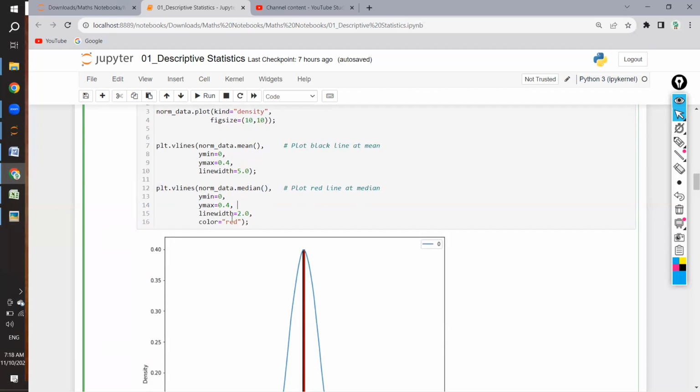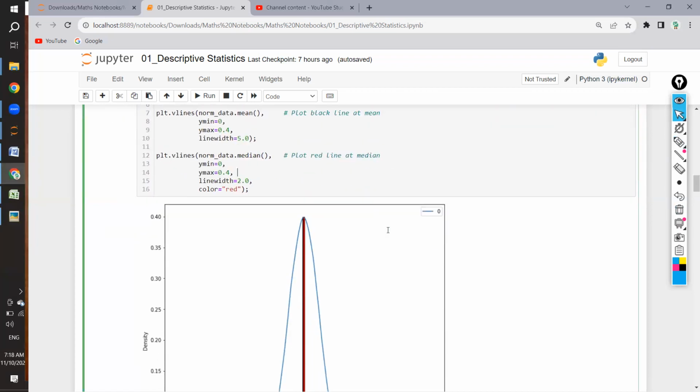By default the color will be black, guys. If you don't mention any color over here, it will take black color. But if you want to change the color, you can say color equal to red. For median you are taking the red color, and for the mean you are taking the default black color. Now if I run this, you will get something like this.